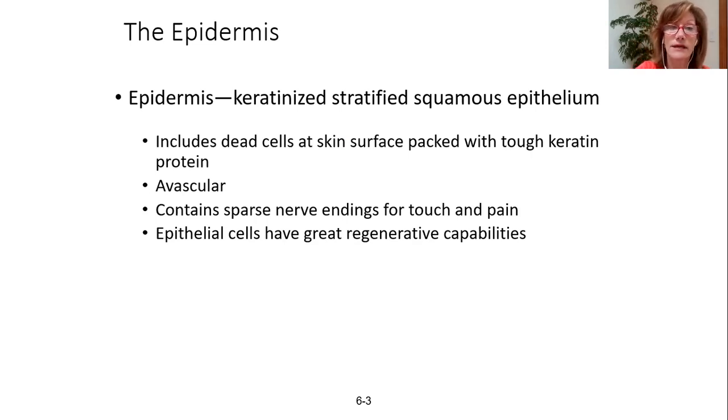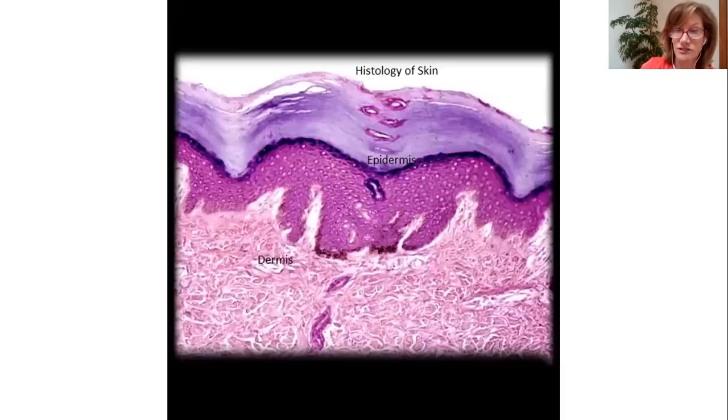And the other thing about the epithelium of the epidermis is that it has a great regenerative capability. We're going to see that there are epithelial stem cells located in the epidermis whose job it is to divide and divide and divide, and of course, give rise to new cells. So those are sort of the key characteristics of the epithelium that makes up that epidermis, that outer superficial layer of our skin. And here is a histology picture.